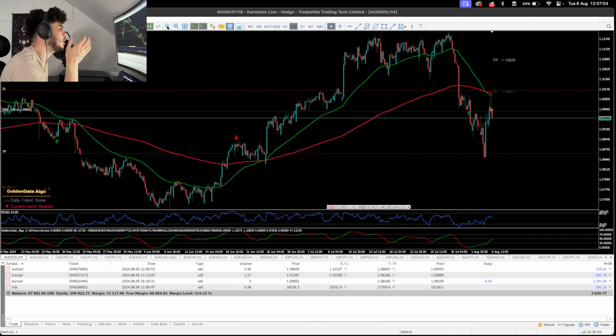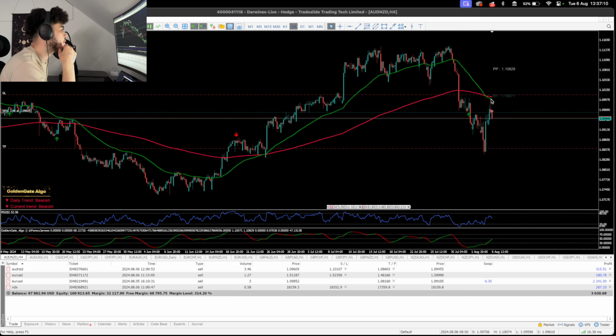But we can see a very similar thing on the H4. We have a really, really nice rejection on the H4, the previous H4 candle. What we also have here is the moving average cross. The 200 crossed with the 50. So we went from this uptrend here, and now we've just switched to this downtrend. And you can see the Golden Gates algo trend reader here. The daily trend is bearish and the current trend is bearish. And if we are going in for sells, we're going in with the overall trend of the market, which is really, really good.